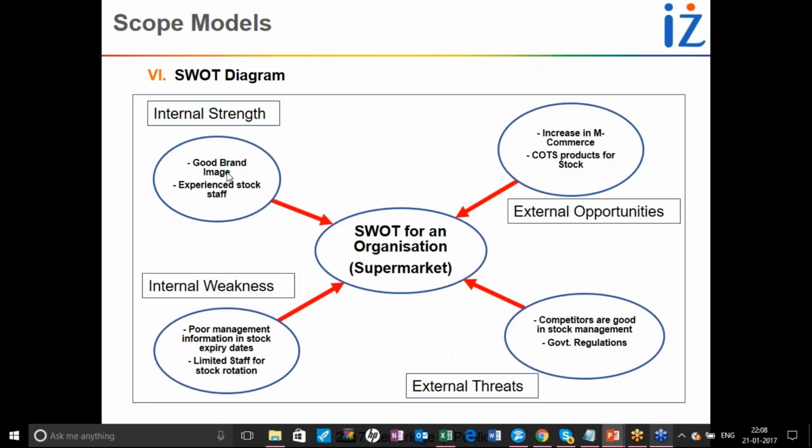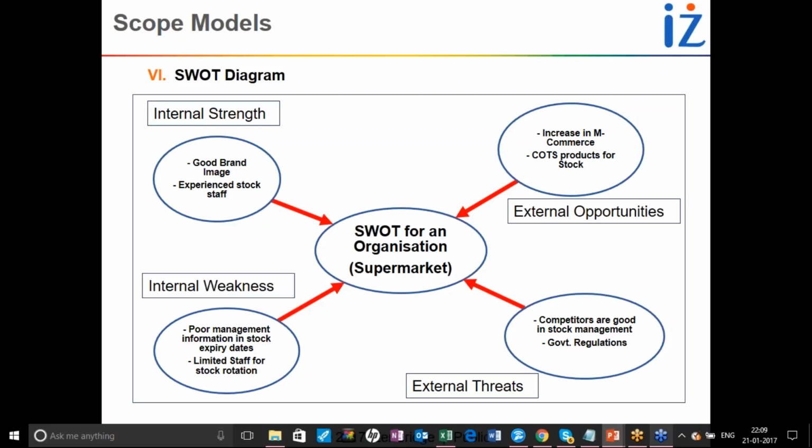Your internal strength is that the supermarket has a good brand image, and they have experienced stock staff. Staff is experienced, but there is limited staff, so that is becoming the weakness. These are the internal things. External opportunities are that customers are loving the online marketplace, and they are showing interest in buying from m-commerce or online marketplaces, and there are many commercial off-the-shelf products to enable this.